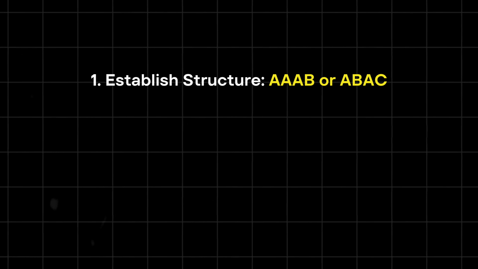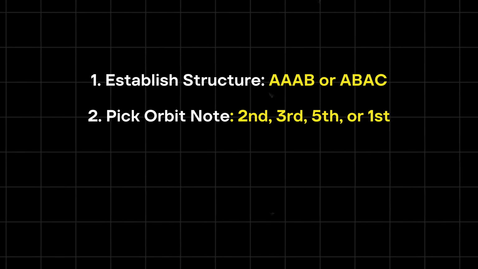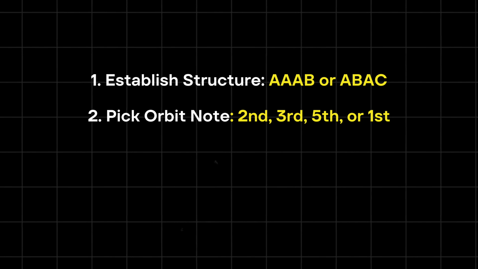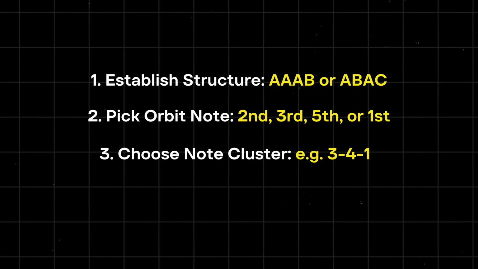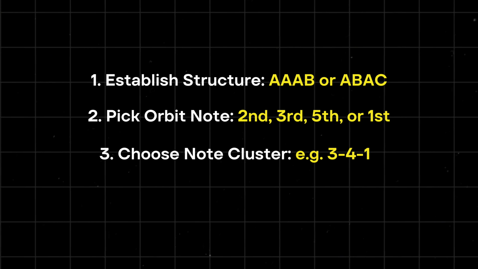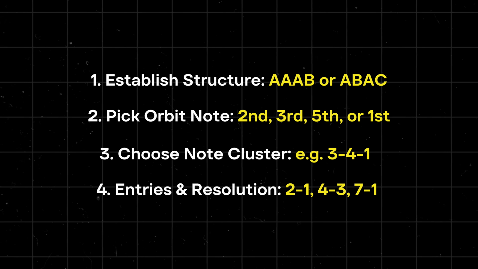So now let's put all of these techniques together. Let's see if you can build a melody that feels like a hit, using the same tools that pop writers use. Here's the 4-step builder. Start with a phrase shape, AAAB or ABAC. Pick your orbit note, 2, 3, 5, or 1, or anything that fits the vibe of your track. Choose a tight flavor cluster like 3-4-1, and of course don't forget you can go outside of that cluster. This is really just to give the melody an emotional center, and then end with a resolution, maybe 2 to 1, or 4 to 3, or even 7 to 1. Use these tools and I'm certain that you'll start to see an improvement in your melody writing.